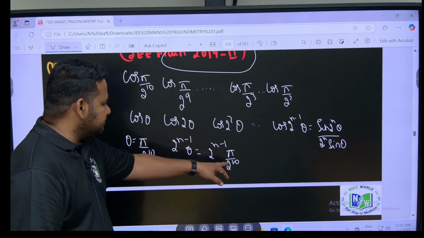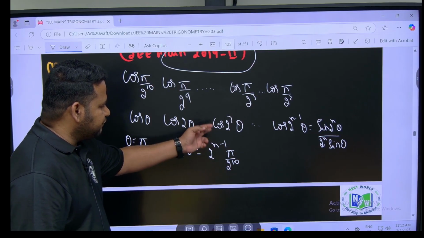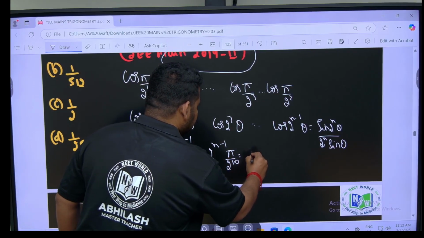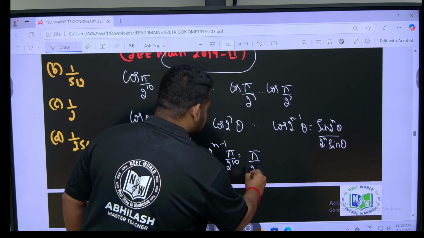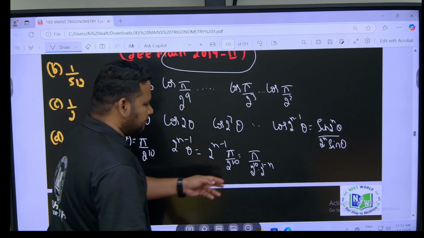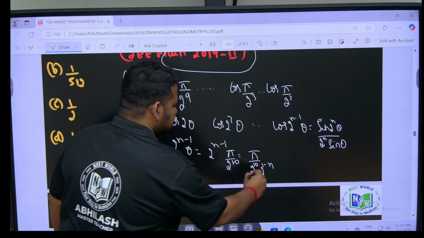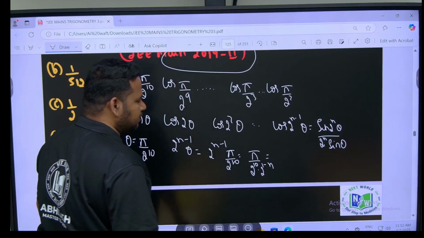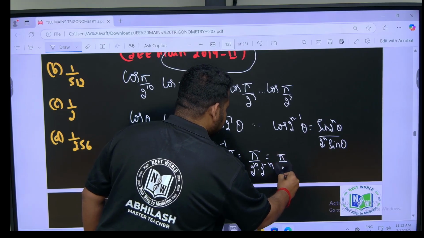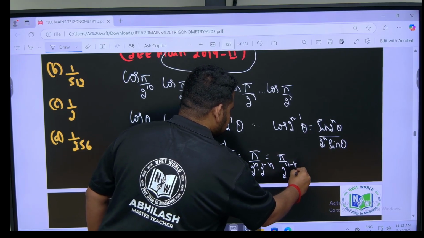So now if you simplify this, 2 to the power of 10, if you take it up, or 2 to the power of n minus 1, if you bring it down, this will become equal to pi by 2 to the power of 10 into 2 to the power of 1 minus n, because minus n will come here. So this will be equal to what, friends? This will be equal to pi by 2 to the power of 11 minus n.